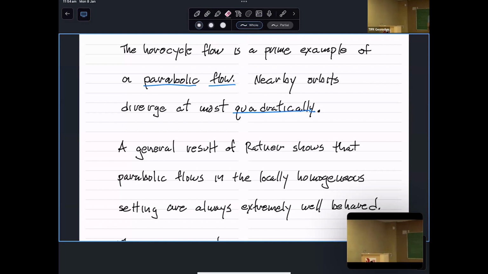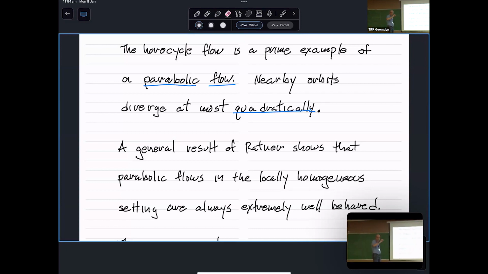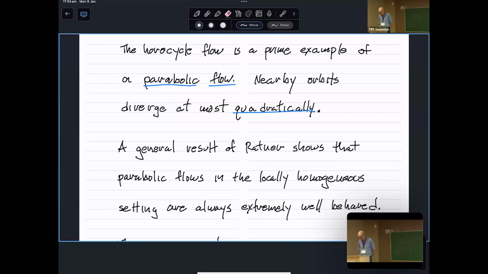Okay, so the horocycle flow is a prime example of a parabolic flow that I mentioned at the beginning. Nearby orbits for the horocycle flow can diverge at most quadratically. And that's actually true not just for SL2R mod SL2Z. It's true in any stratum that these nearby orbits diverge at most quadratically. So it's a flow with entropy 0.